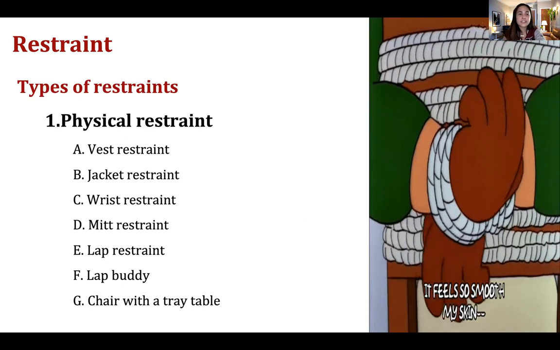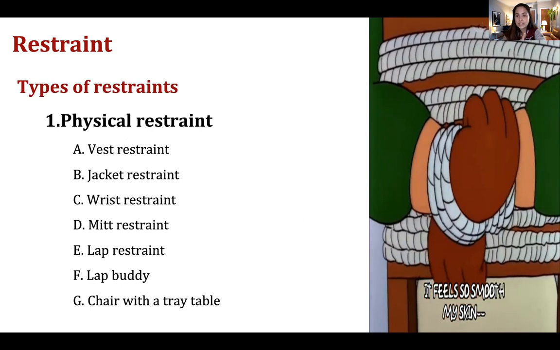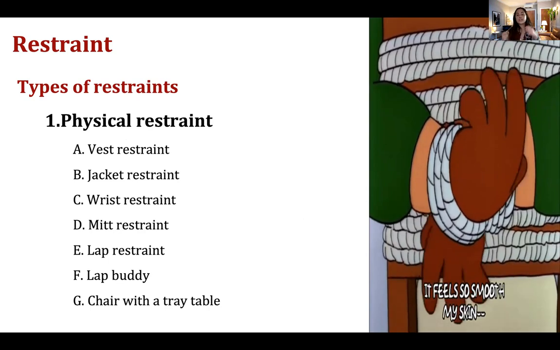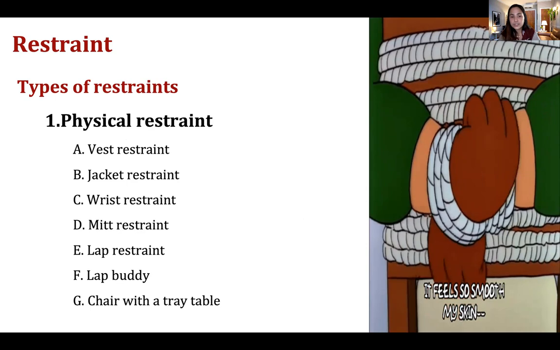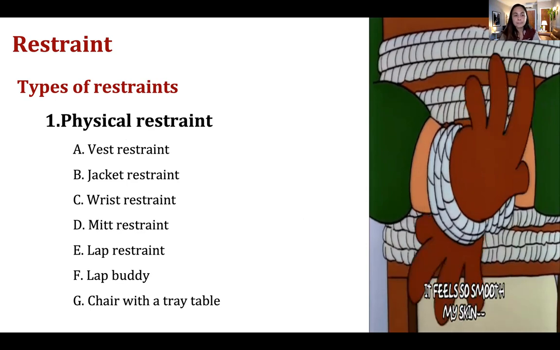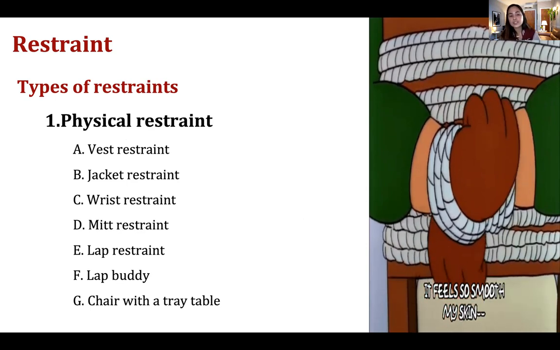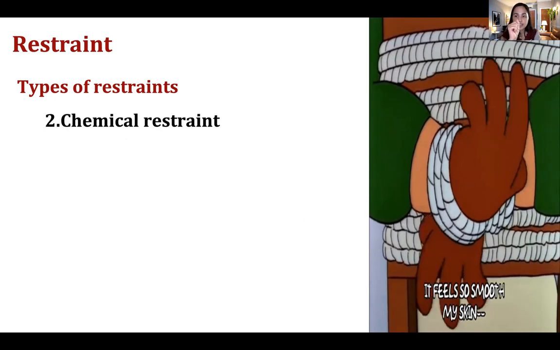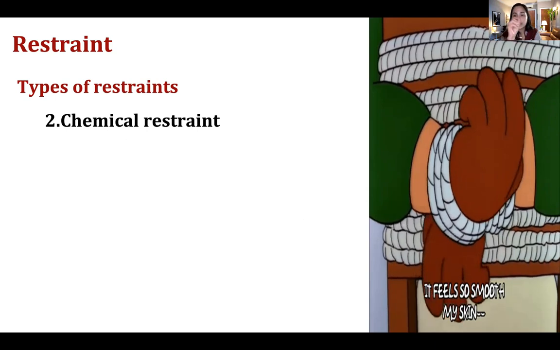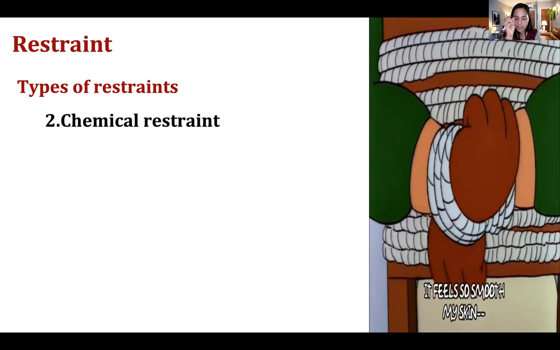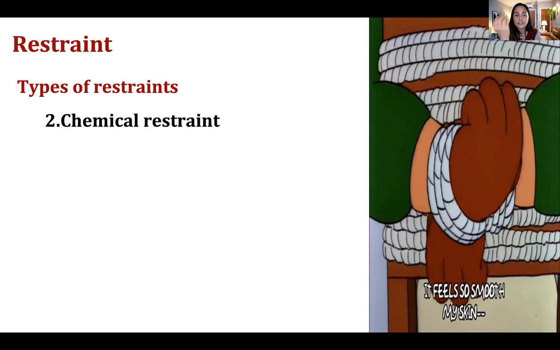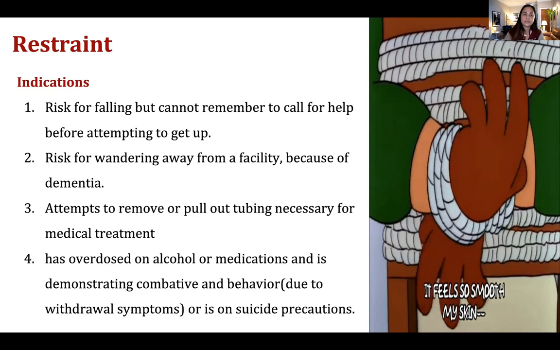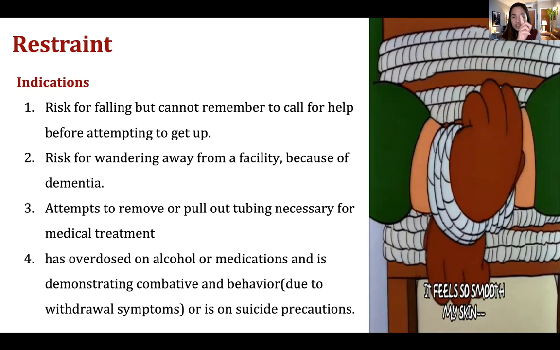We have two types of restraint. First is the physical. Physical means those restraints that we put on one's body. We have the vest restraint, the jacket, the wrist, the mitt, lap body, and chair with the table. We also have chemical restraint. Chemical restraints are medicine, which only the doctor and the nurses give. We cannot put a restraint if we just want to.